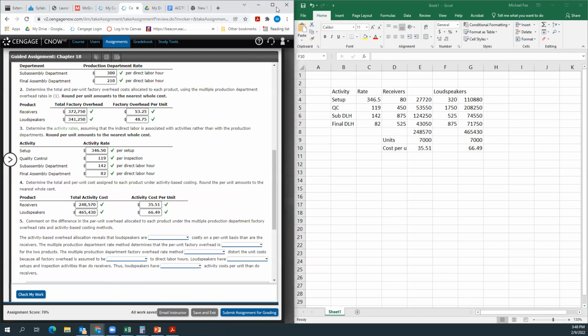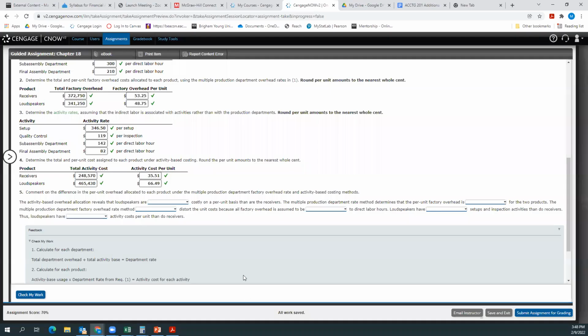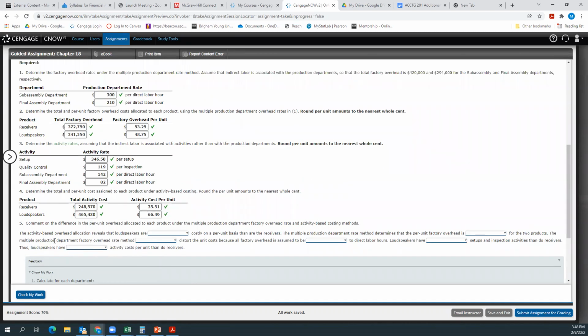The last part, it wants us to talk through this and make sure we understand it. So we're going to say the activity-based overhead allocation reveals that loudspeakers are blank costly on a per unit basis than are the receivers. So we're going to say the loudspeakers are more costly, right? They're quite a bit more costly. The multiple production department rate method determines that the per unit factory overhead is blank for the two products. And our options are nearly the same or quite different. And we'd say, well, they're within like $4 and something. So I'm going to say nearly the same.